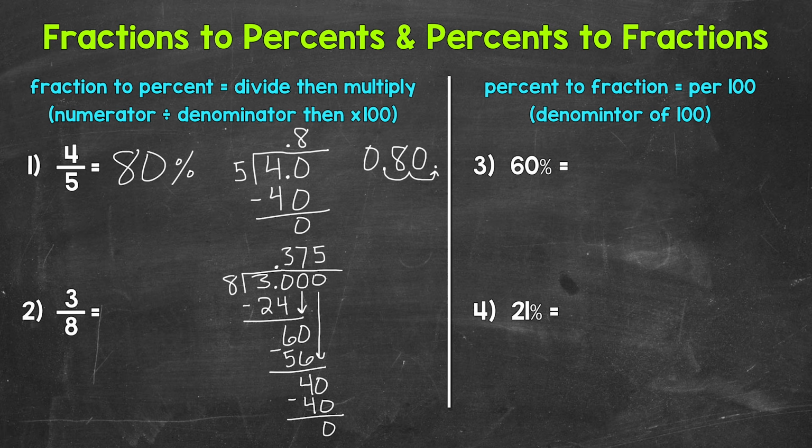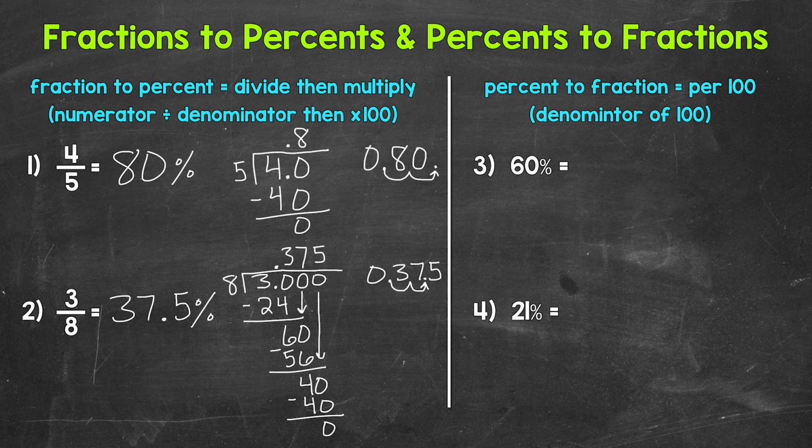Let's convert this to a percent. So I'm going to write it off to the side here. And we need to multiply it by 100. And we can do that by moving the decimal once, twice to the right. So we end up with 37.5%.